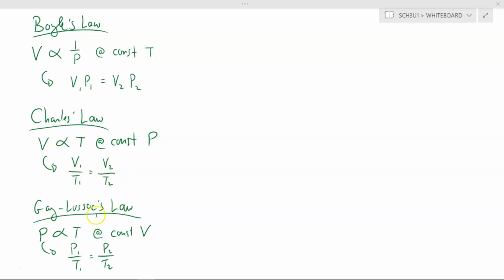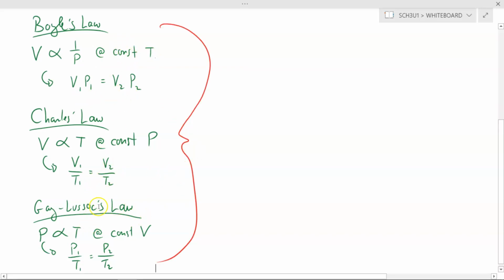Finally, Gay-Lussac's law showed that pressure and temperature were also directly proportionate, so if one went up, the other also went up, so long as volume remained constant. From this, Gay-Lussac determined that P1 over T1 equals P2 over T2. So these gas laws do a great job showing the relationship between temperature, pressure, and volume of a gas. But as you can see, there's a major flaw. These equations only work when one other variable remains constant. So what can we do if all three variables change at the same time?